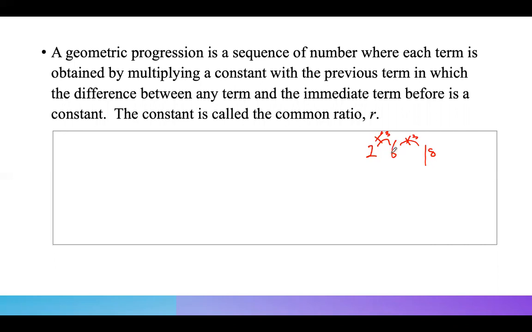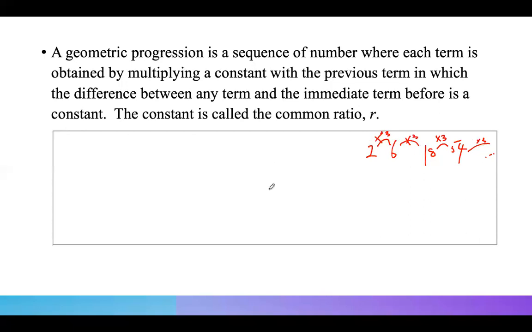So a GP is where the previous term is multiplied by a constant. Therefore, in this example it is 3, right? So 2 times 3 becomes 6, 6 times 3 becomes 18. And if you times 3 again, it becomes 54 and so on, right? So it forms a geometric progression, that is 2, 6, 18, 54 and so on.